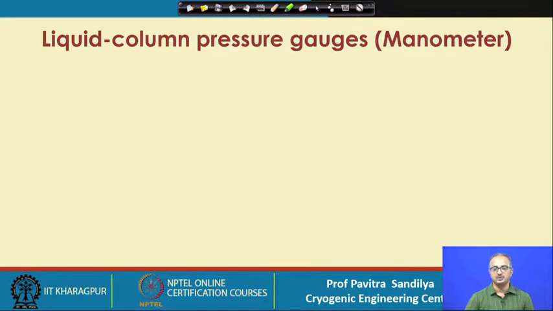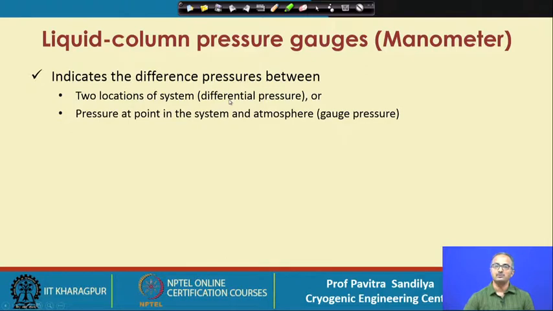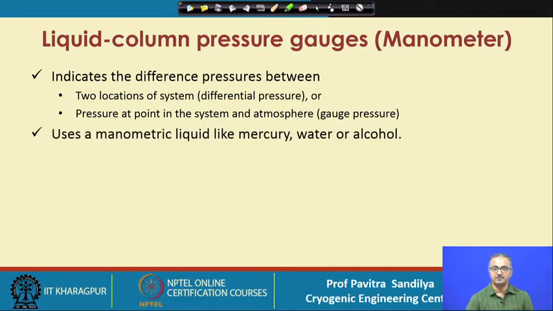So let us look into the manometer. First, let us see what it represents. The manometer can be used to find out the pressure difference between two locations, or we call it the differential pressure. A manometer may also be used to find out the absolute pressure in a given system by exposing one of its limbs to the atmosphere. So we will see that in our next slide how it's placed.